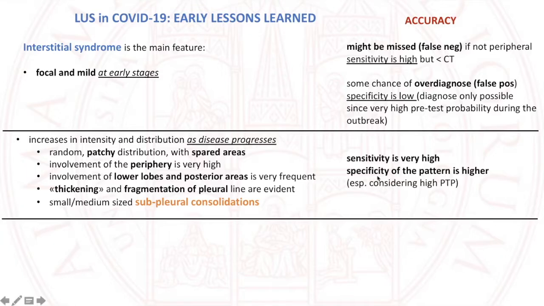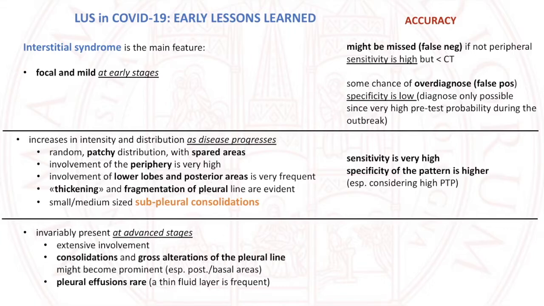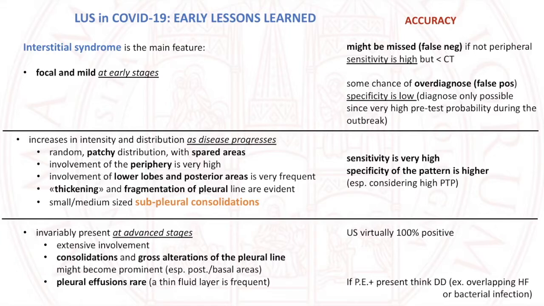At this stage, the sensitivity is for sure very high, and the specificity of such a pattern is also higher, especially considering the high pre-test probability. Then, as we progress to a more advanced stage, the involvement becomes more extensive, consolidations become gross, and there are also alterations of the pleural line. Pleural effusions, though, are rare even in more advanced stages, even if some fluid layer can be seen at this stage.